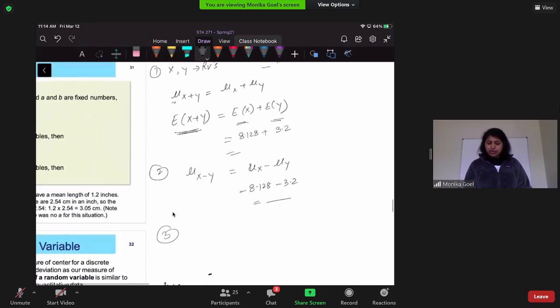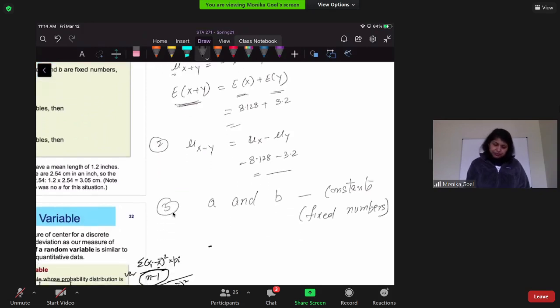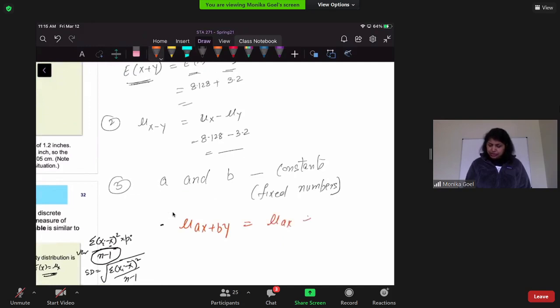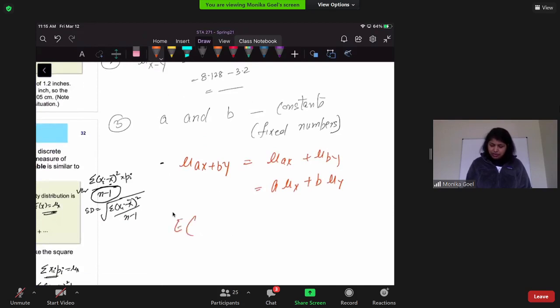Now if we have x and y, two random variables, but also a and b, two constants. Here we are not talking about random variables; we are just talking about two fixed numbers. So if you have these two fixed numbers, then the expected value of ax plus by is mu ax plus mu by, or you can write it as a mu x. And let me put it in this form so that it makes more sense.